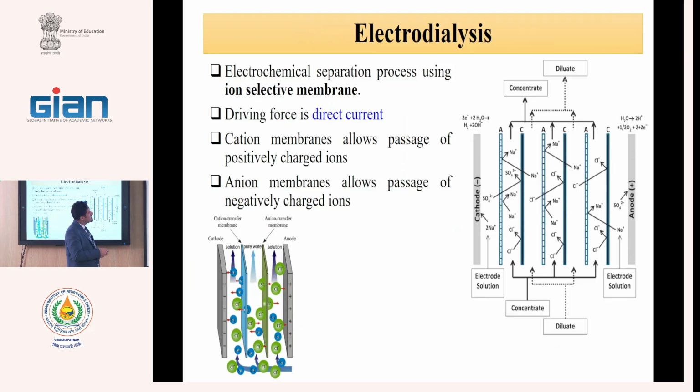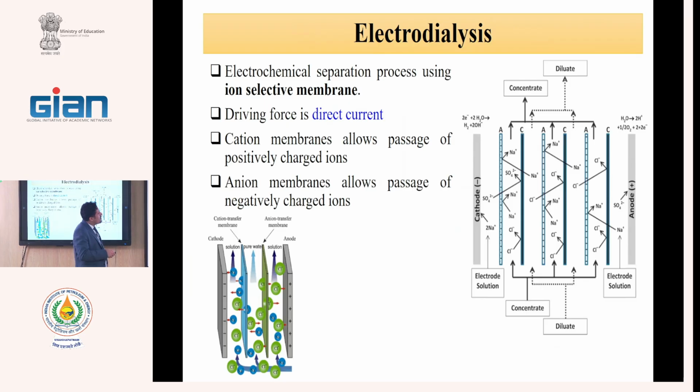And as you see, the anion membrane only passes the anion. Anion membrane passes anion, cation membrane passes cation. Okay? This is a sodium exchange membrane. This is a chloride exchange membrane.